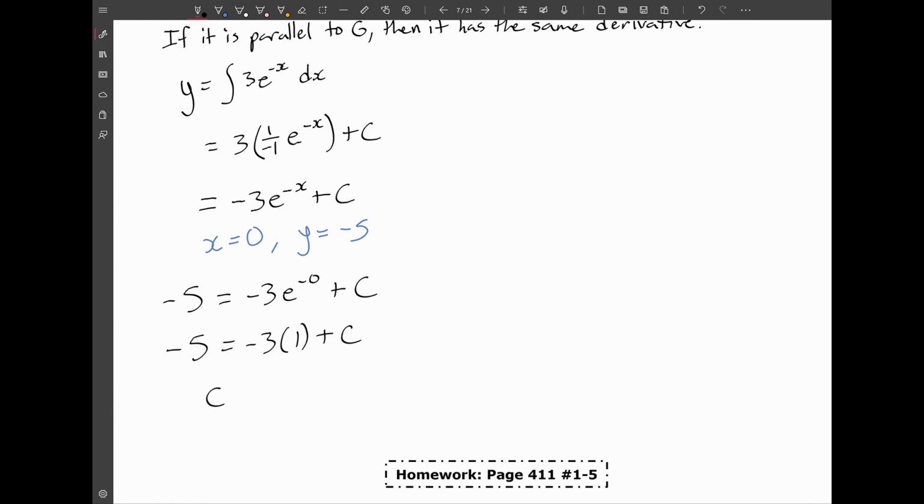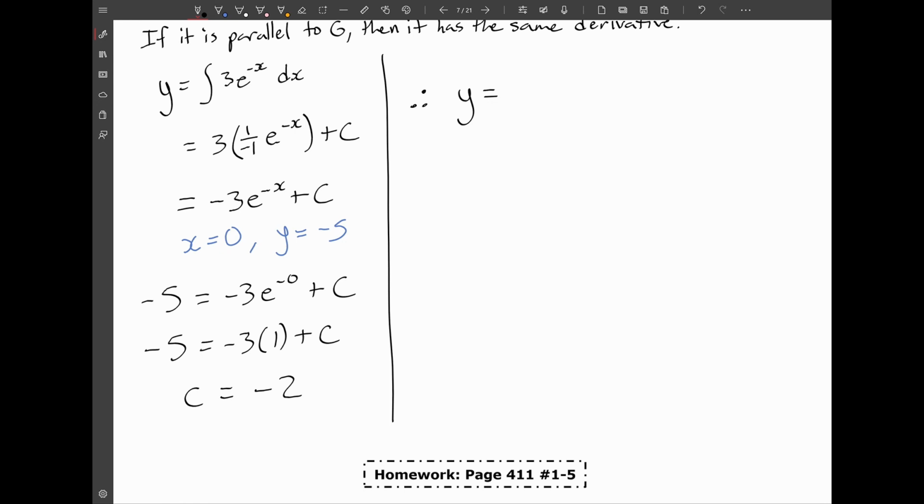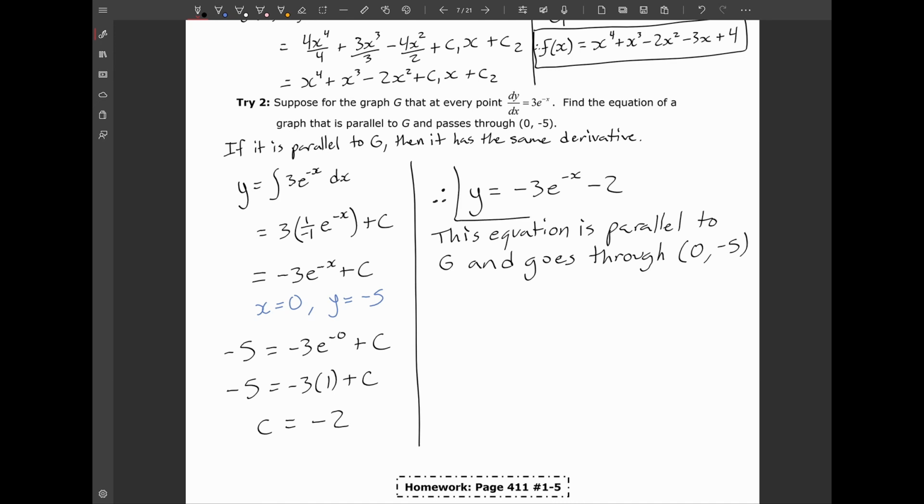So if we finish this off, we get that c must be equal to negative 2, which means our final answer, the equation that is parallel to g and goes through 0, negative 5, is negative 3 e to the negative x minus 2. This equation is parallel to g and goes through 0, negative 5. Bada boom.